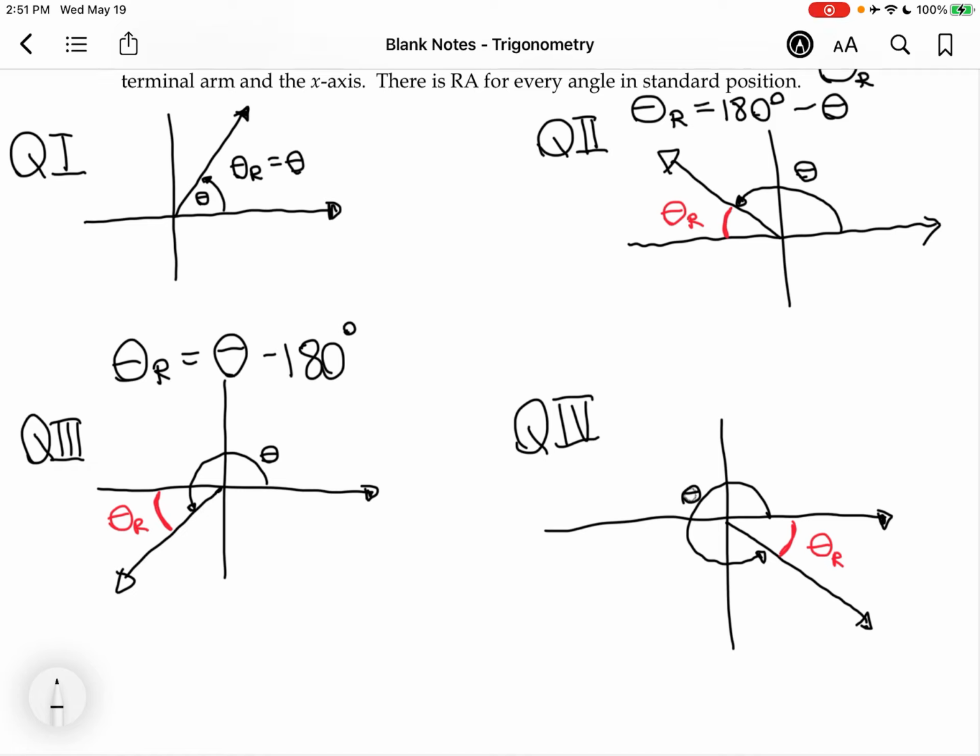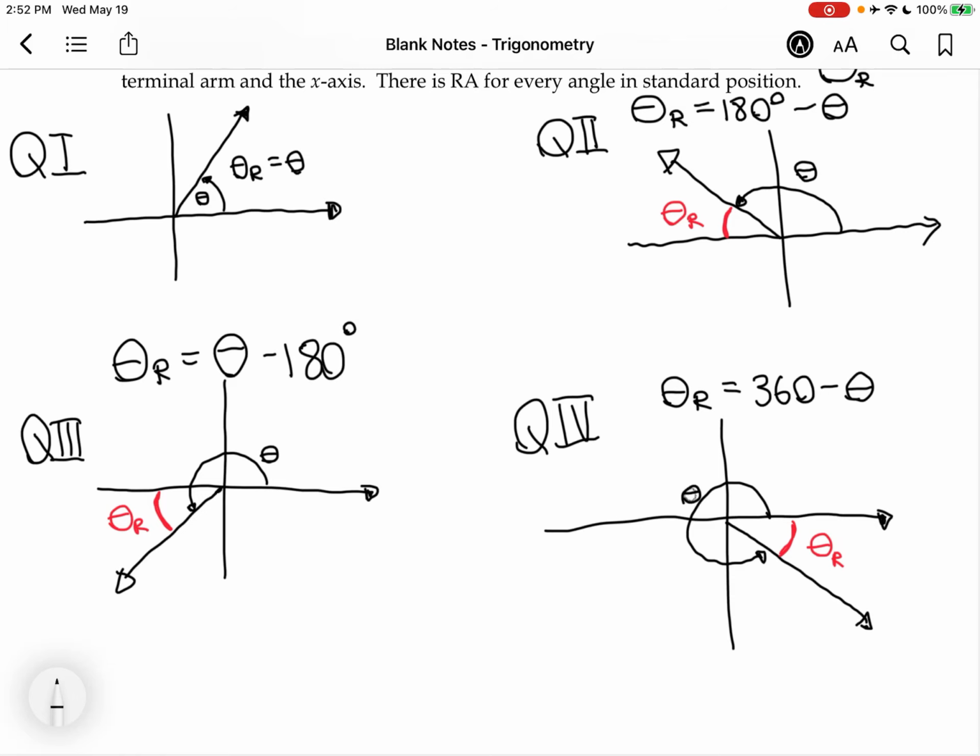So how do we figure that out? Well, the entire circle is 360. So theta r is going to be the missing piece to get to 360, right? Theta plus theta r equals 360. So theta r in this case will be 360 minus theta.